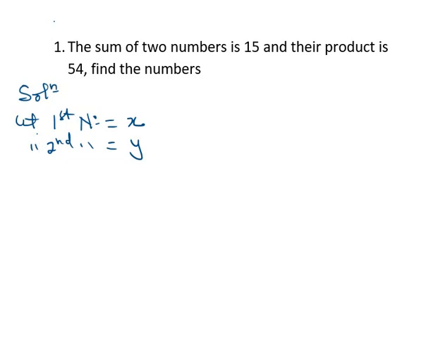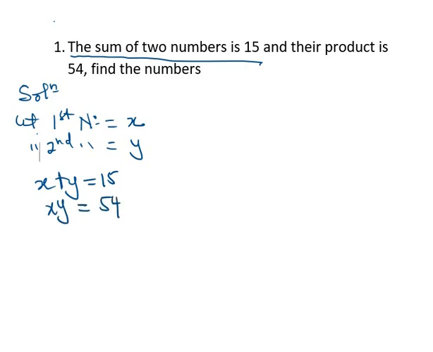Then let's work with the first one. The sum of two numbers equals 15, so x plus y equals 15 will satisfy the first statement. And also their product is 54. Product means multiplication, so xy, which means x times y, is also giving us 54. So this becomes our equation 1, and this one becomes our equation 2.